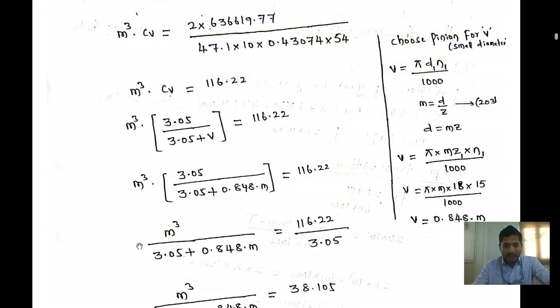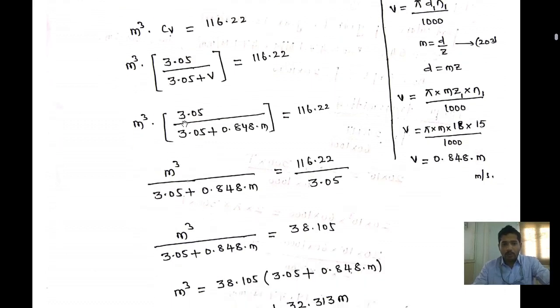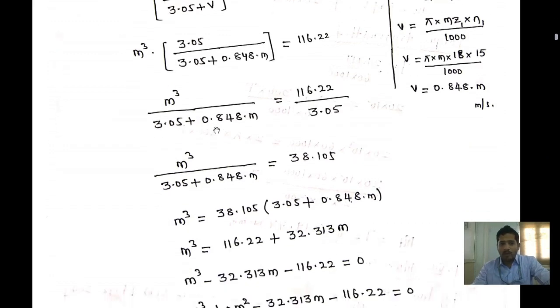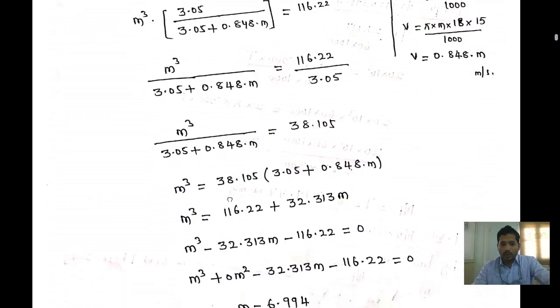And then keep m cube as it is over here. Okay, here 3.05. Instead of V, you have to put the value 0.848 module. After that, let us see this value 3.05. You just need to cross multiply over here: 116.22 by this value 3.05. This m cube as it is, and there are 3.05 plus 0.848 module, clear?